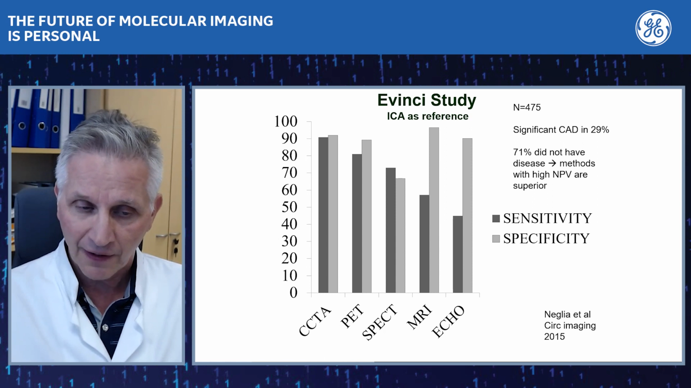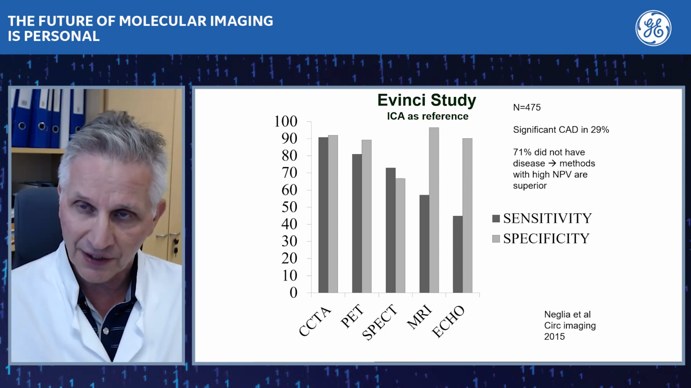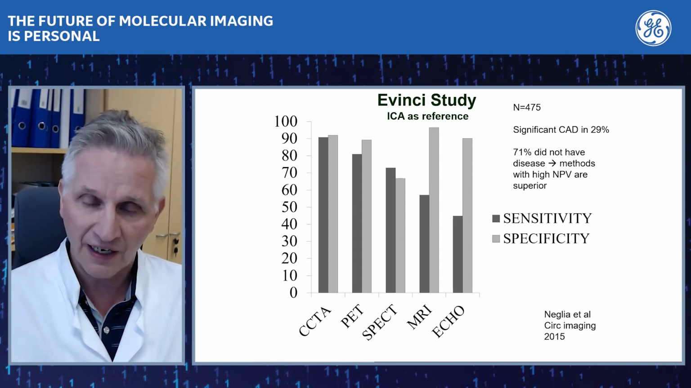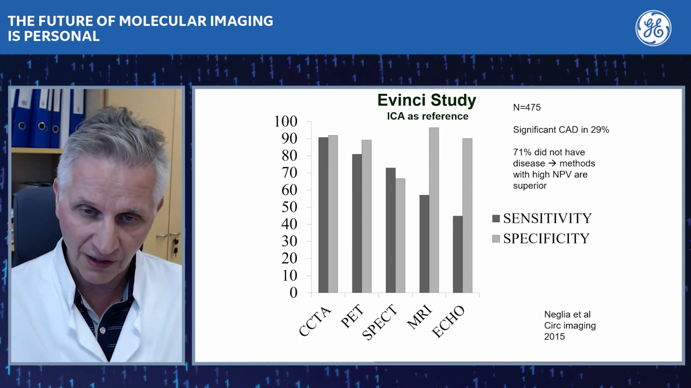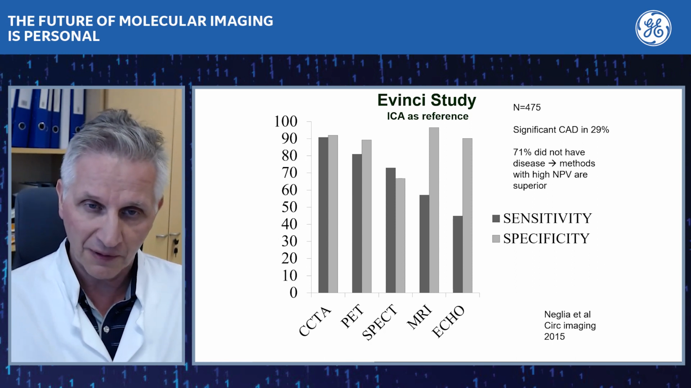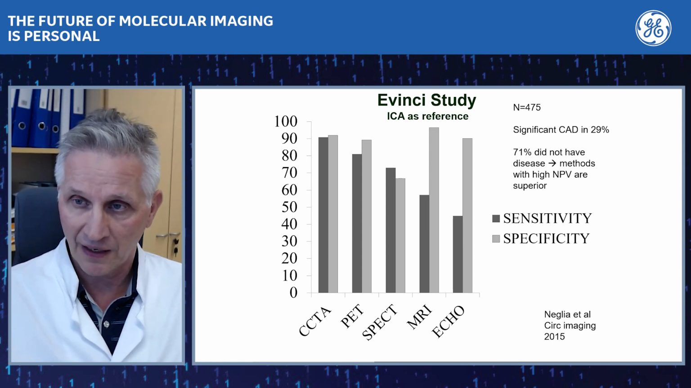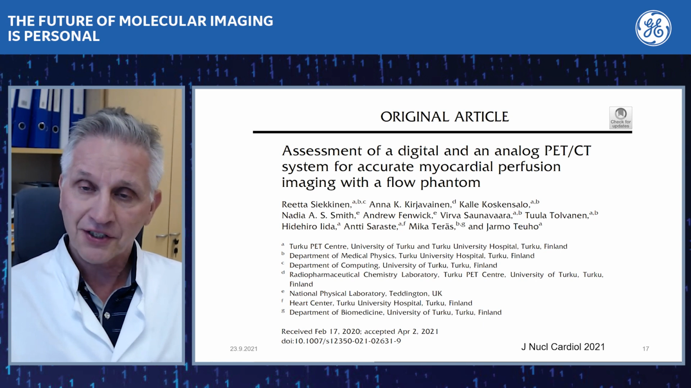In this study, CTCA was the best one of all these techniques, but this is easily explainable in a way that we didn't have the FFR as a reference standard, but rather invasive angiography. So anatomy correlates more with anatomy, and the functional information usually correlates better with the functional reference standard, and that will explain it. Then about the scanners.